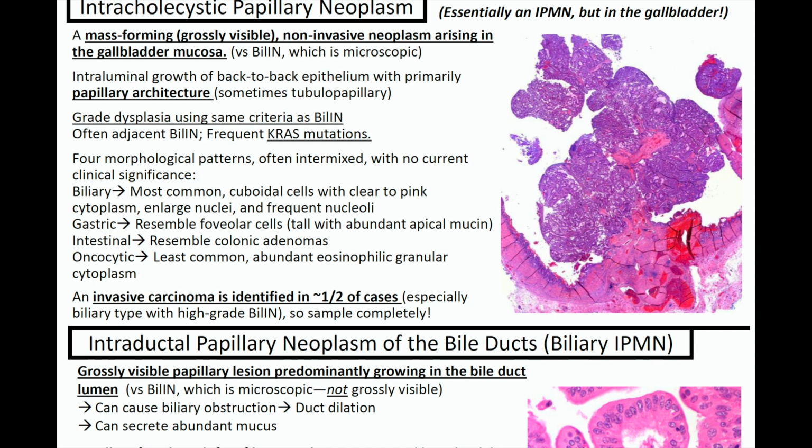An invasive carcinoma is identified in about half of the cases of intracholecystic papillary neoplasm, especially biliary type with high-grade BilIN. So you want to sample these completely and extensively.